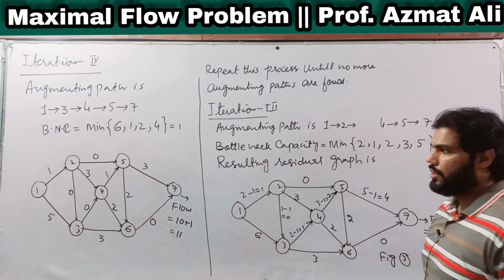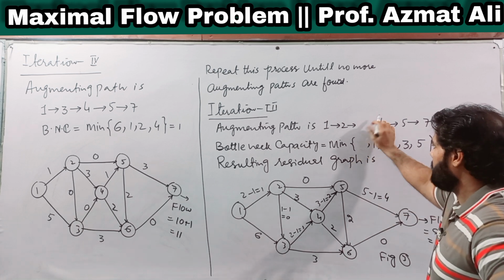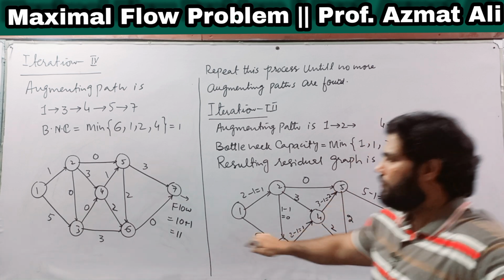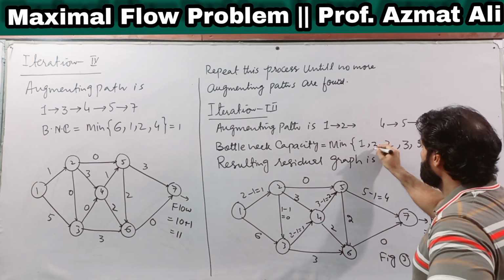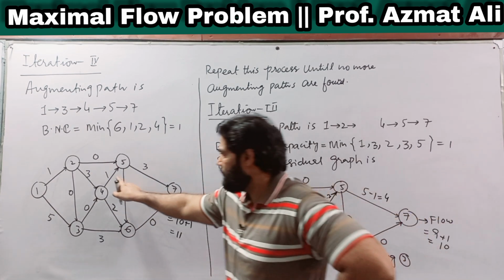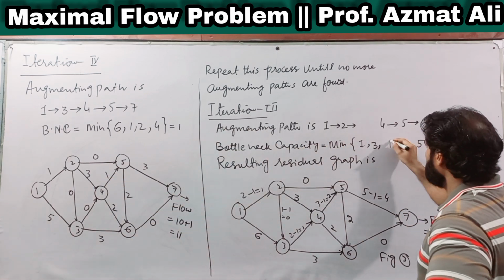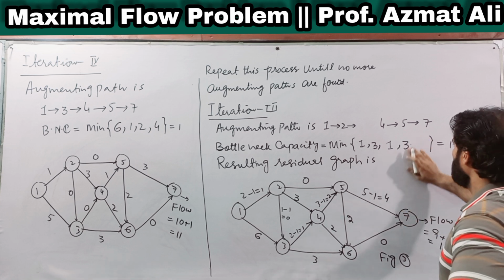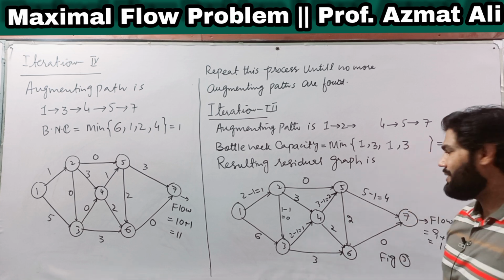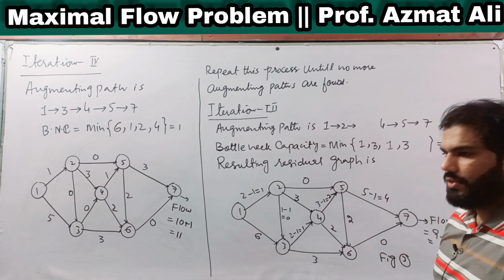Okay. Now the bottleneck capacity from node 1 to node 7 at this time: from node 1 to node 2, this has 1 unit. Node 2 to node 4, this has 3 unit. Node 4 to 5, this has 1 unit capacity, and 5 to 7 this has a 3 unit capacity. So the bottleneck capacity at this time, this is 1. Resulting residual graph is.